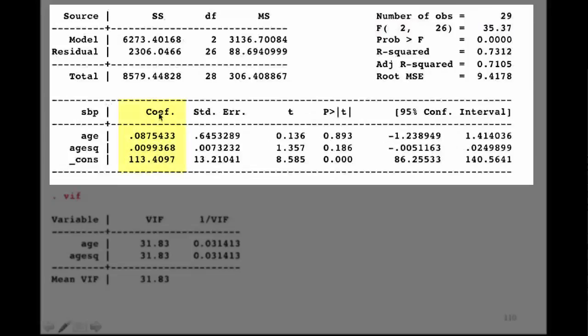If you look at this coefficient table now, the model is beta naught 113.4 plus 0.0875 times age plus 0.0099 times age squared. That's the regression model. Each coefficient has a corresponding standard error and t. We need to talk about this later, but for right now, we know about the significance of each of the coefficients, and the overall f value.